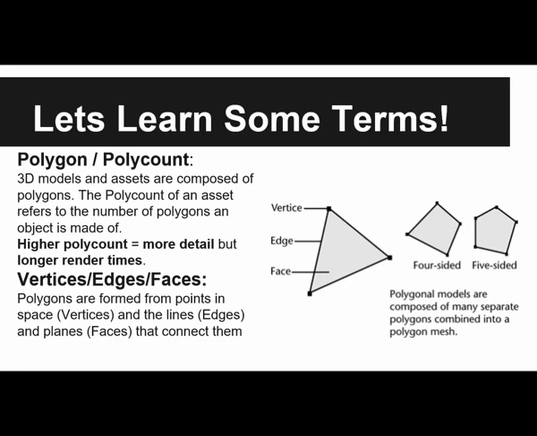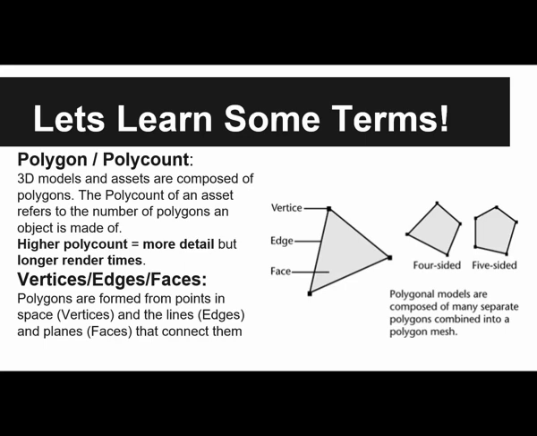Let's learn some terms. Polygon and polygon count. 3D models and assets are composed of polygons. The poly count of an asset refers to the number of polygons an object is made of. Higher poly counts equal more detail but longer render times.